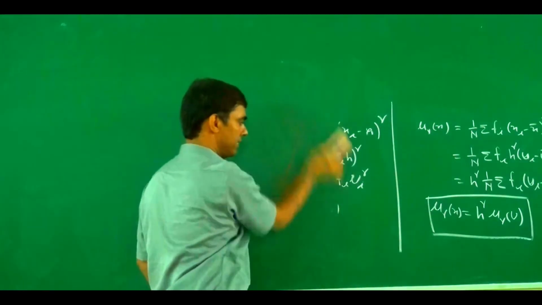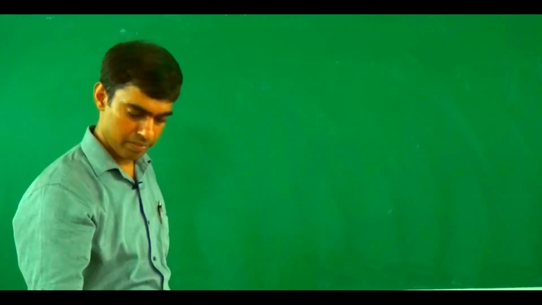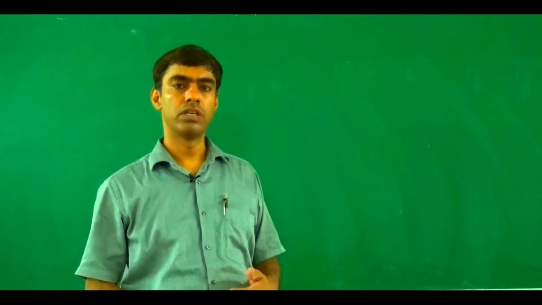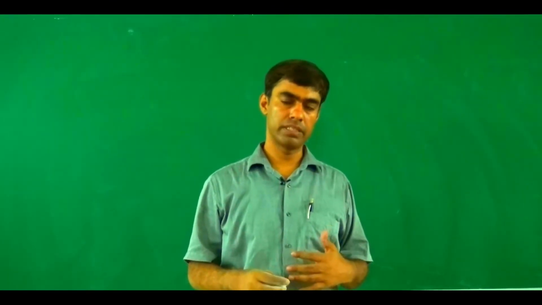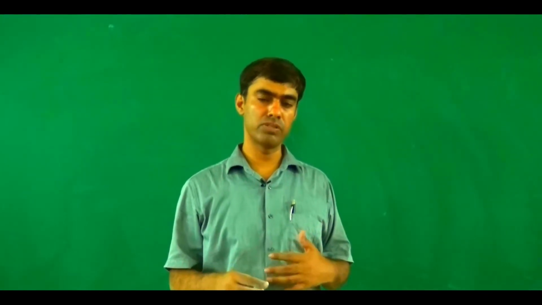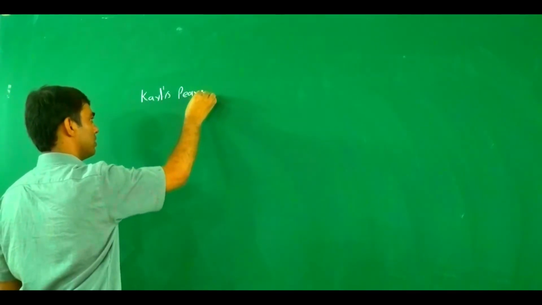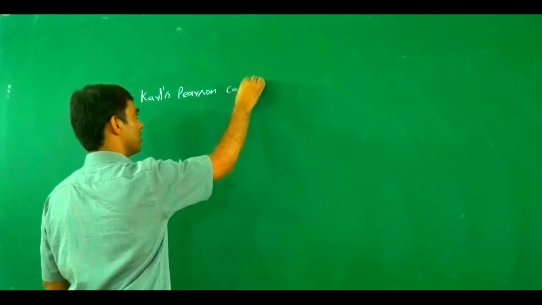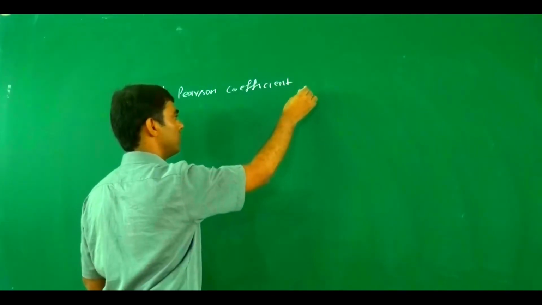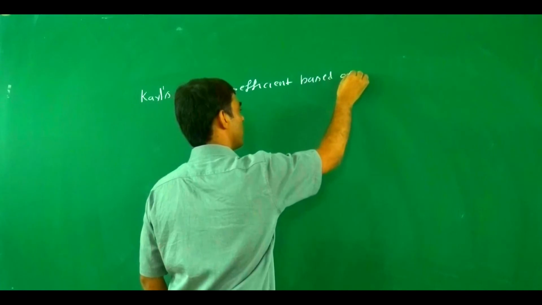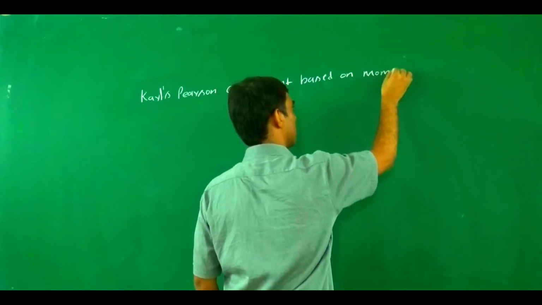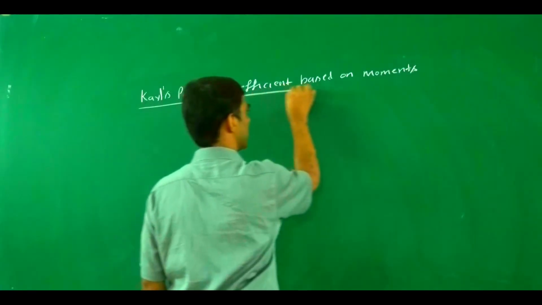Now one of the things we define here, which is based on moments: Karl Pearson defined four coefficients. The names of these coefficients are beta 1, beta 2, gamma 1 and gamma 2. So, Karl Pearson coefficients based on moments.